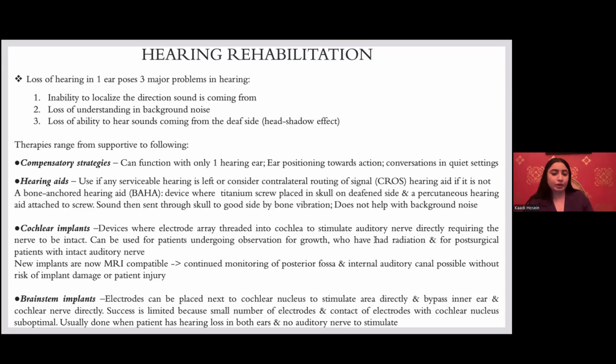And then we have brainstem implants, which have been available for many years, with the electrodes placed next to the cochlear nucleus to stimulate the area directly and bypass the inner ear and cochlear nerve. The success is limited due to the number of electrodes being used being small, and contact of the electrodes with the cochlear nucleus may be suboptimal. They're usually done when the patient has loss of hearing in both ears or no auditory nerve to stimulate.